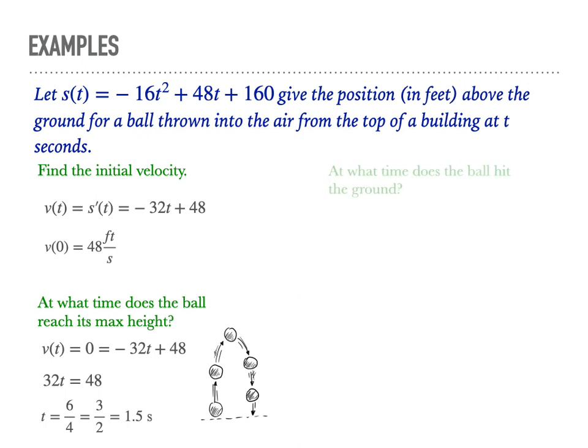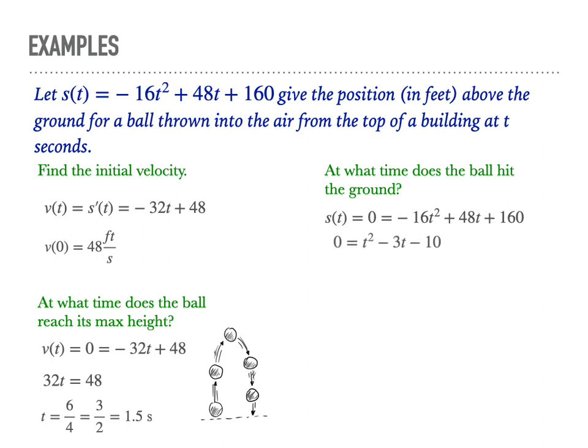Now, at what time does the ball hit the ground? Well, for this, it's pretty straightforward. We would just set the position function equal to 0 because ground level is 0 feet. So we do s of t equals 0, which equals the position function, and we can divide both the left and the right hand side by negative 16, and we get 0 equals t squared minus 3t minus 10.